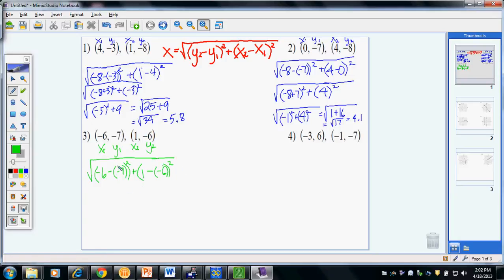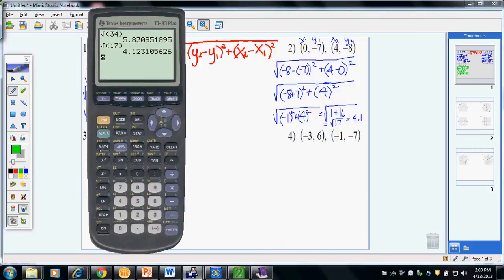Okay? So again, negative times negative is positive. Negative 6 plus 7 squared plus 1 minus a negative 6, which is negative times negative is positive. 1 plus 6 is 7 squared. So negative 6 plus 7 is 1 squared plus 7 squared is 49. And so 1 squared is 1 plus 49 is square root 50. Alright, so again, we'll come back to the calculator.